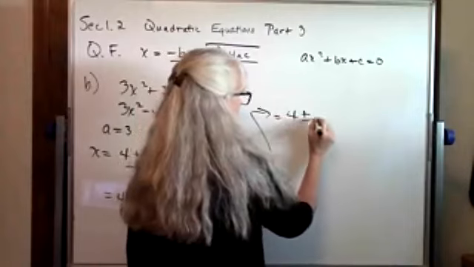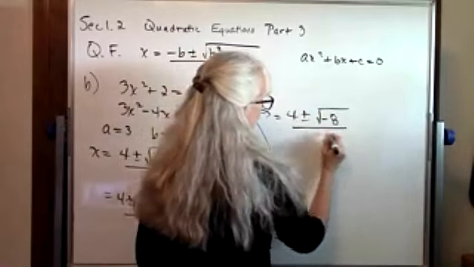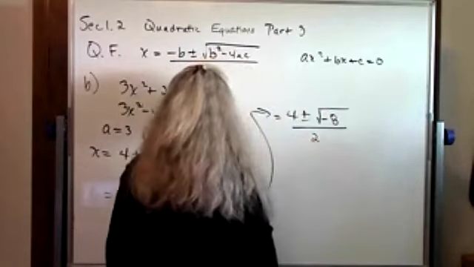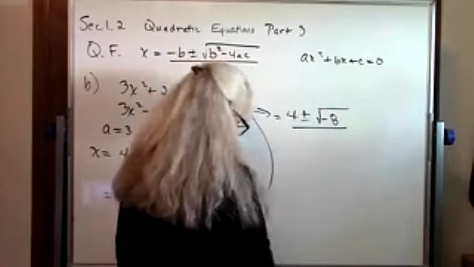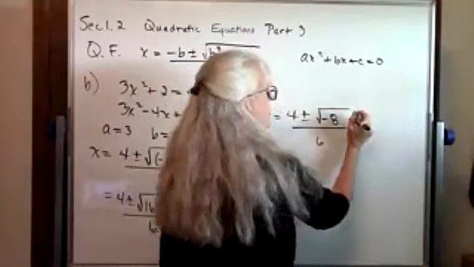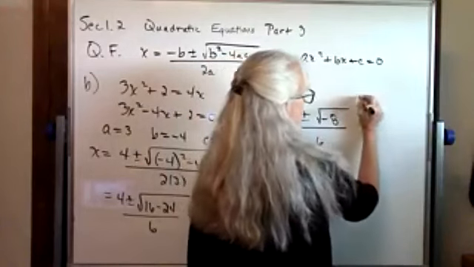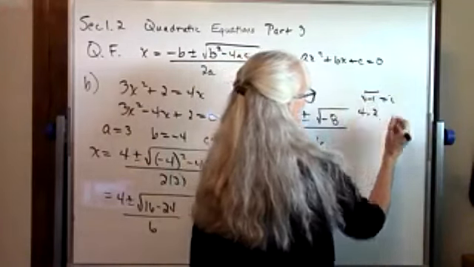So that's equal to 4 plus or minus 16 minus 24 is a negative 8, all over 2. Whoops, no, all over 6. Make sure you copy correctly from line to line. Okay, so to simplify that, I'm going to recognize that that's 4 times 2, but because of the negative, I also know that the square root of a negative 1 is an I.